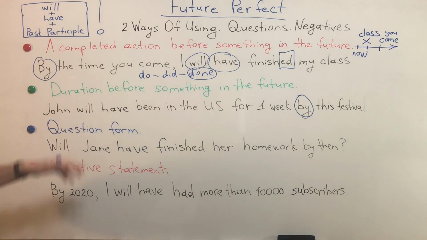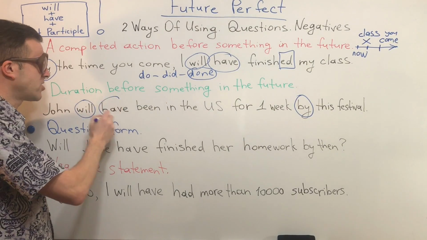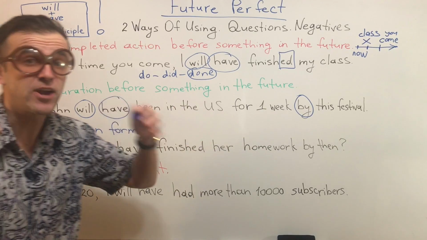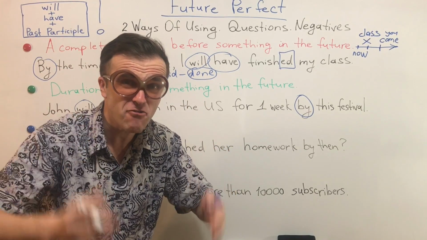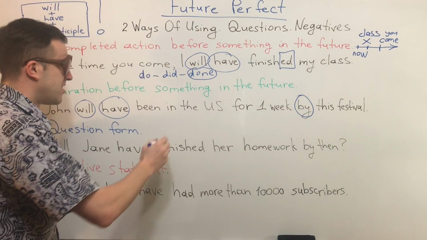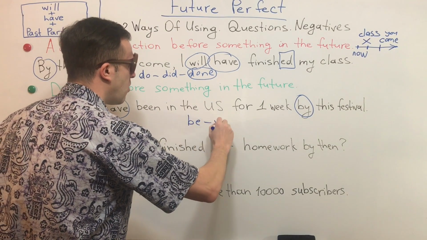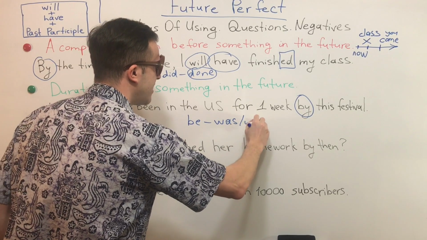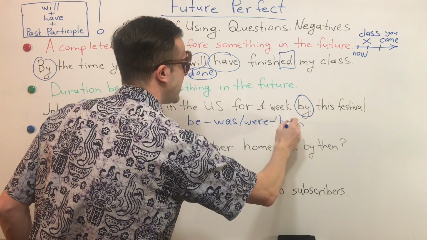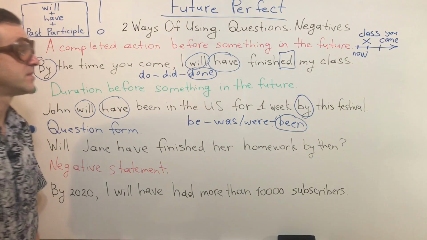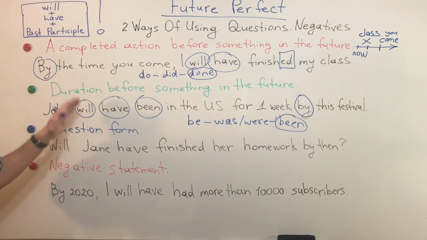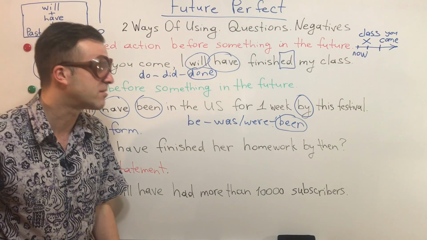So don't forget about will, don't forget about have, and don't forget about be, was, were, been. You have to know the table of irregular verbs. Do you remember the table? Okay, so be, was, were, been. So we are interested in this form, been. So we have been here. John will have been in the US for 1 week by the festival.